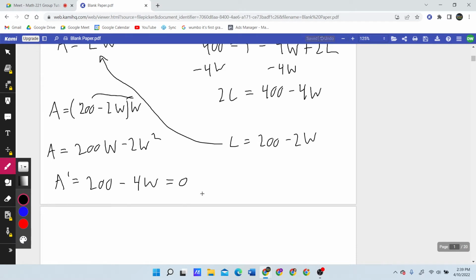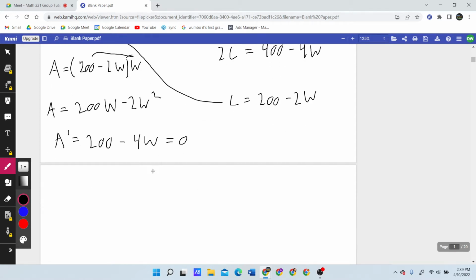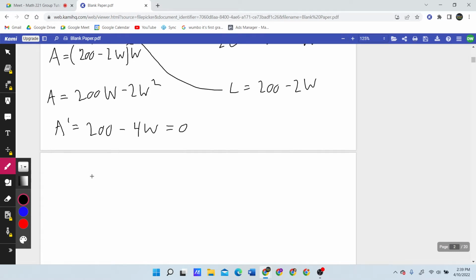Now, what's so special about critical points? That's a rhetorical question. You don't have to answer it. But what's so special about critical points is the fact that that's where my maximums and my minimums occur in the problem. And if I want to find the maximum area, then I need to find the critical points of this equation. It's going to be setting this equal to 0. So I add 4W to both sides. 200 equals 4W. Divide both sides by 4. We'll get a width W equals 50.